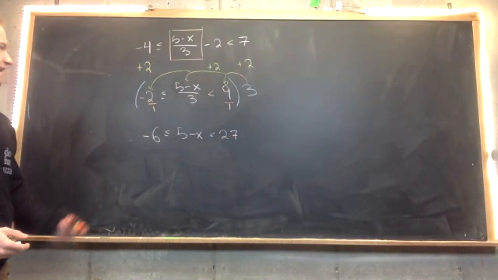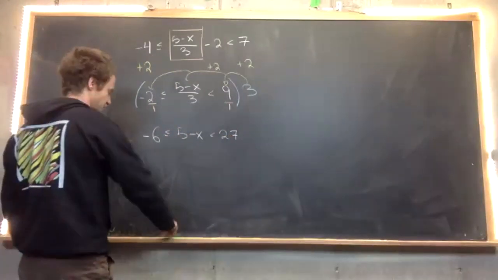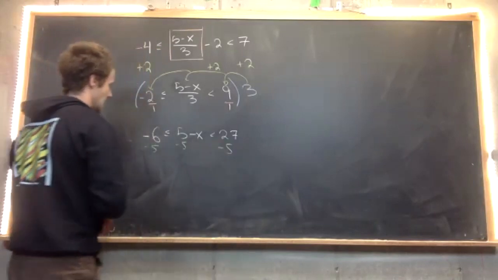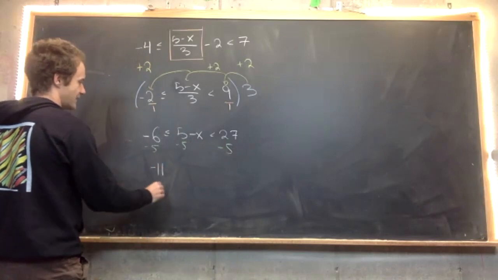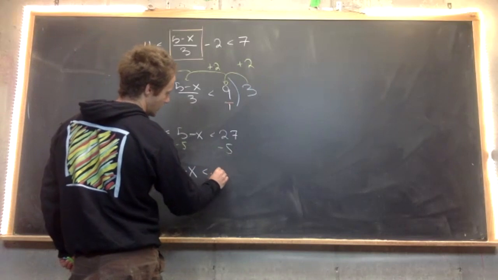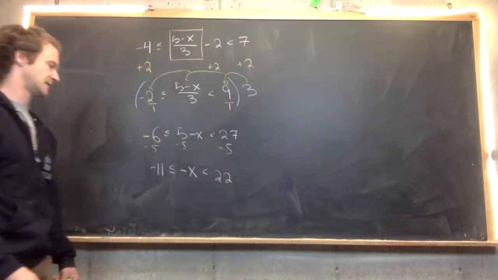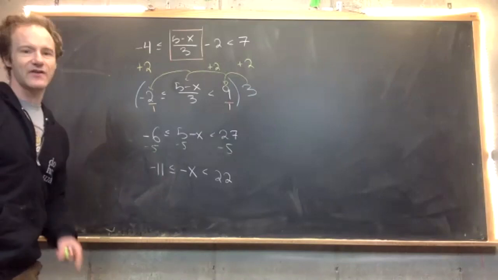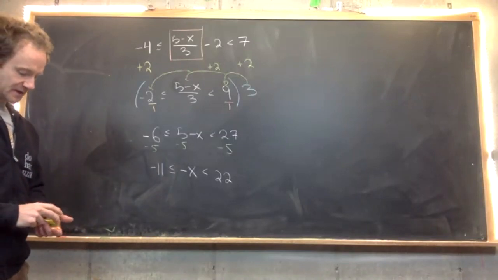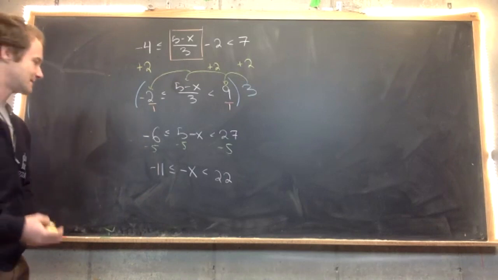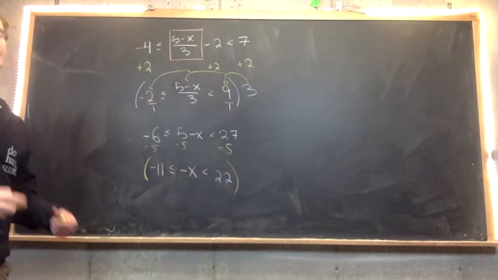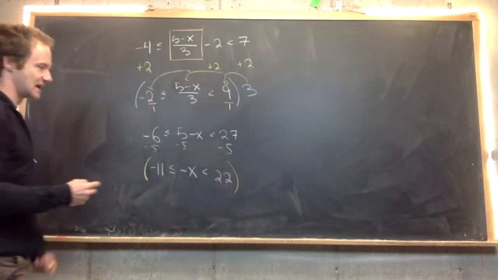Now we're almost there, so we can maybe subtract 5 from all parts of this inequality. And that's going to leave us with -11 is less than or equal to -x, which is less than 22. But we don't have x isolated, we have -x isolated. So we need to change the sign. And so we can change the sign here by either multiplying or dividing by -1. It's kind of the same thing.